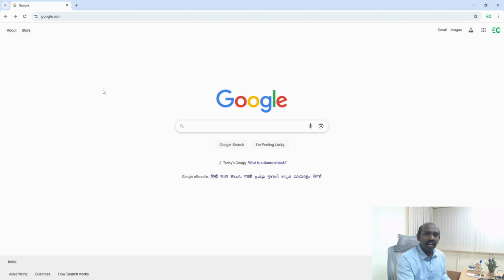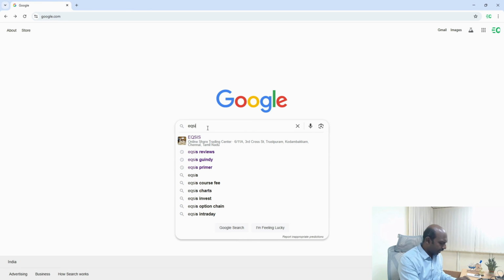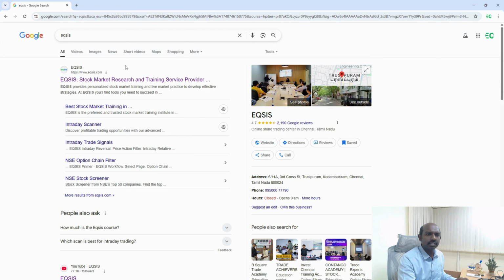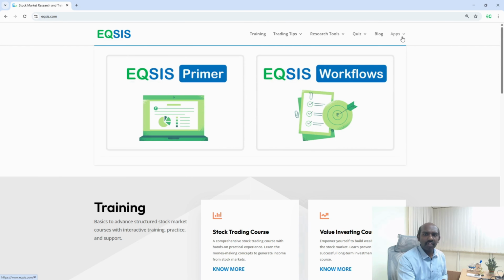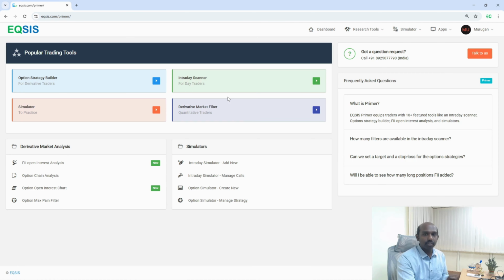To perform this analysis, all you need is a basic option chain table along with a strategy builder. Such tools are freely available across the web, but if you want the simplest one, I recommend you go to EQSIS. Just go to Google and search it. The very first link takes you to a home page. There you see an application. Underneath you see EQSIS Primer. It is a research platform.